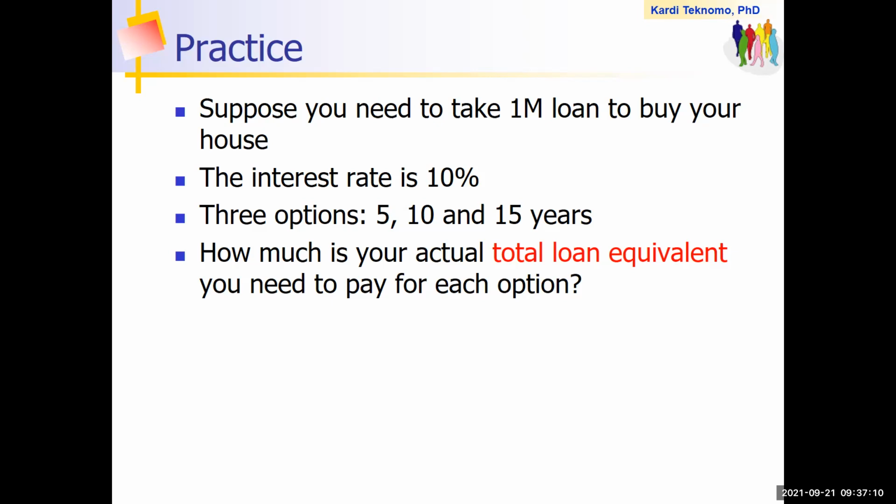So, okay, if you take a 1 million loan, say this is in US dollar. If you take 1 million loan to buy your house, the interest rate is 10%. Okay, so how much is your total loan equivalent you need to pay for each option for 5 years, 10 years, and 15 years?